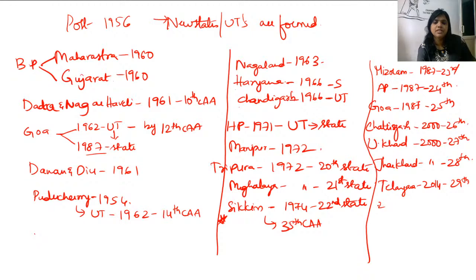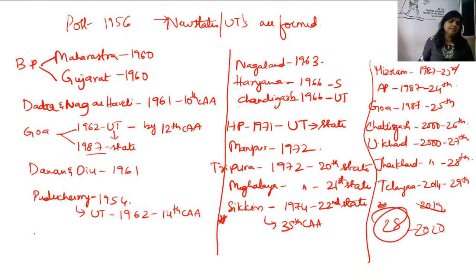However, in 2019, the Jammu Kashmir status was removed and we have only 28 states as of now, in 2020. Jammu Kashmir is no longer a state. This is what you have to understand. Okay, so that is how we see the new states or union territories formed in India after 1956.